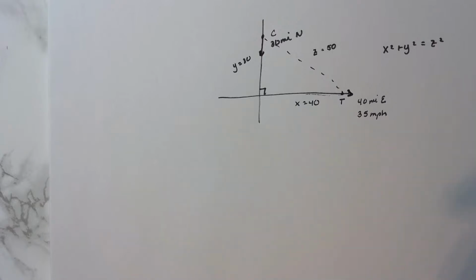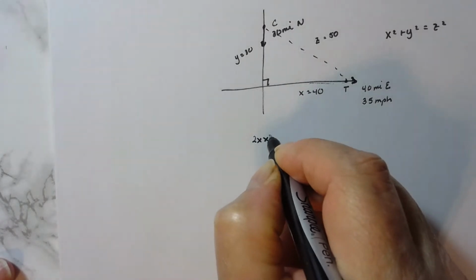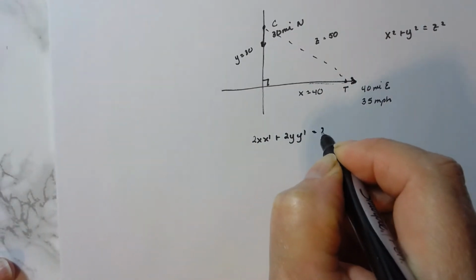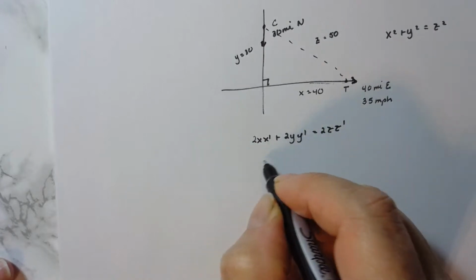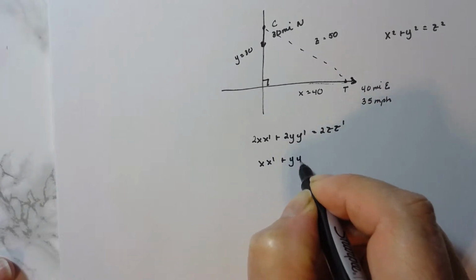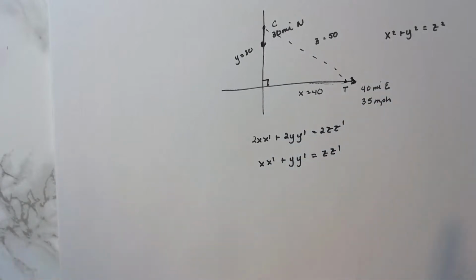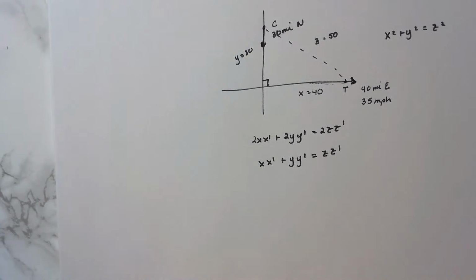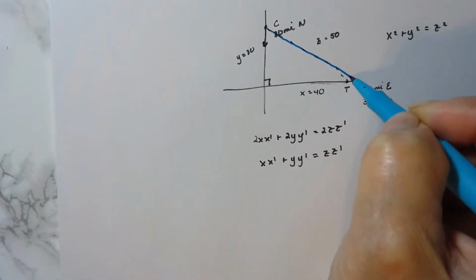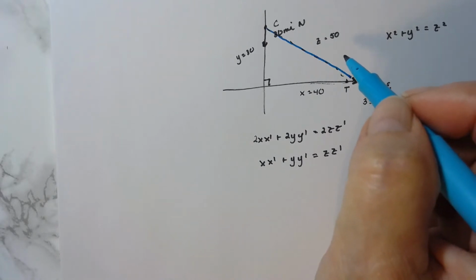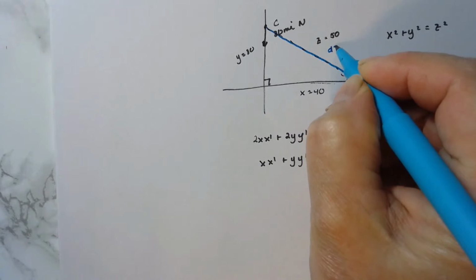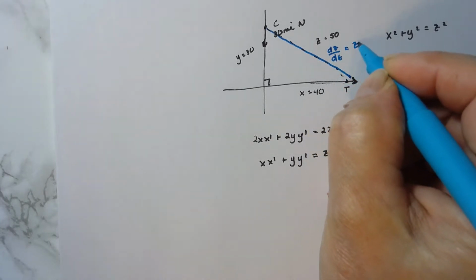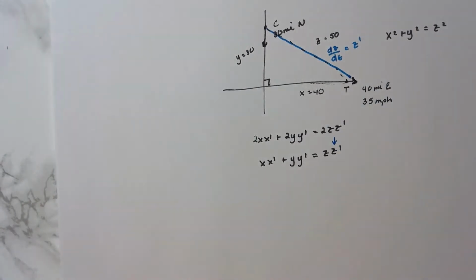So let's differentiate this thing here. So I'm going to have 2x x prime plus 2y y prime is equal to 2z z prime. And if I divide through by 2, I get x x prime plus y y prime equals z z prime. Now I know what my x, my y, and my z is. That's the easy part. The thing I'm looking for, if this side is z, and I'm looking for the rate at which the distance between them is either increasing or decreasing, I'm looking for dz/dt or z prime, right? Those mean the same thing. So this is the thing I'm trying to solve for. All right, so we want to find dz/dt when x is 40 and y is 30.